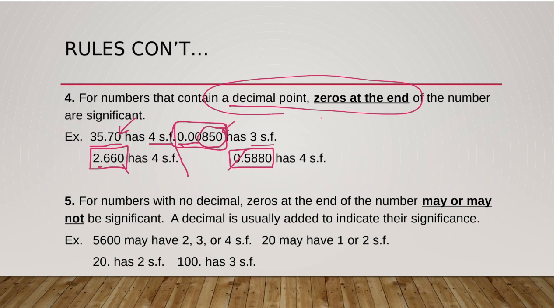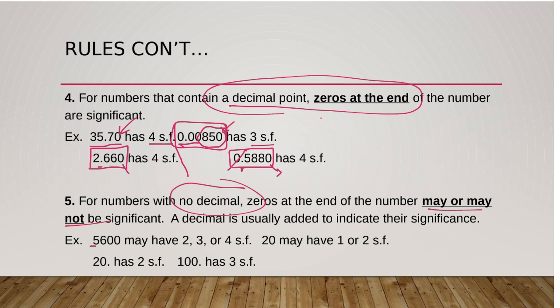Everything else is accurately measured. The 0 at the end is after a decimal place, so it counts. I have 4 significant figures. So when do zeros not count at the end of a value? Well, it's when there is no decimal place. And they may or may not count, or they may or may not be significant. And sometimes we add a decimal to indicate their significance.